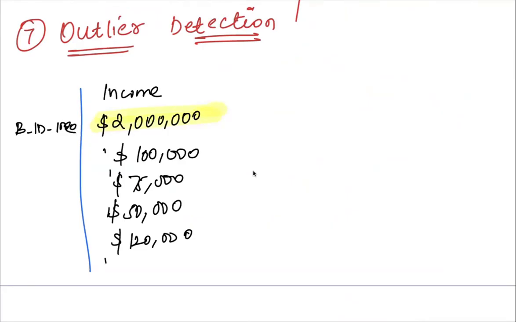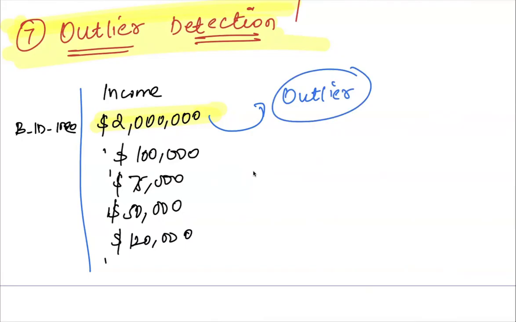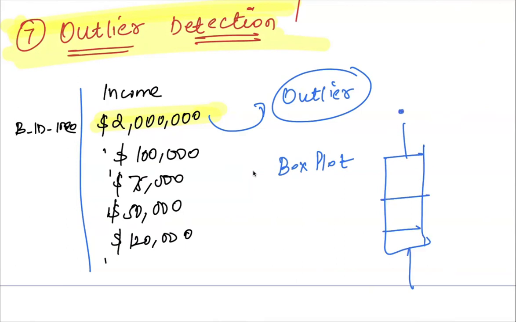So you would see, oh, this is an outlier in my data. How will you identify this outlier? If you do a box plot, you will find this data, which is $2 million, out here. Whenever you draw a box plot and you see some observation above or beyond the box plot, then you know that you do have outliers in your variable.